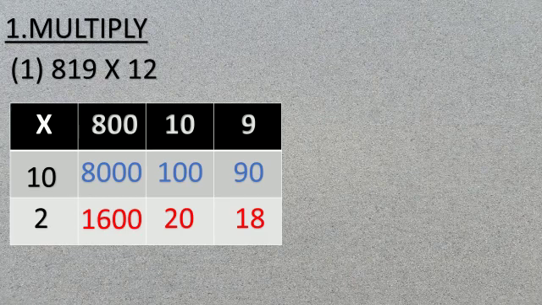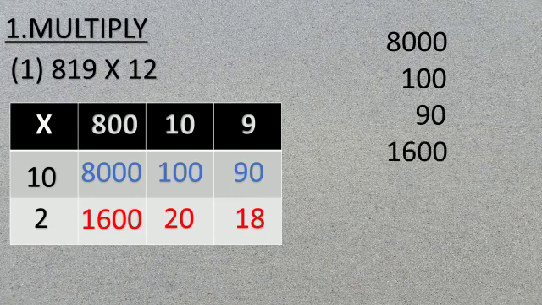You still need to do the addition. So first, students, you will write the first number, that is 8,000. After that you will write 100, then you will write 90. Then 1600, 20 and 18. All these numbers are being written.